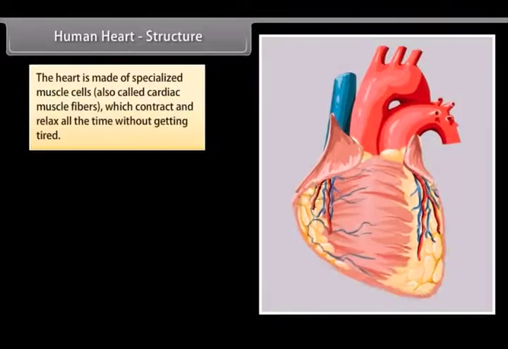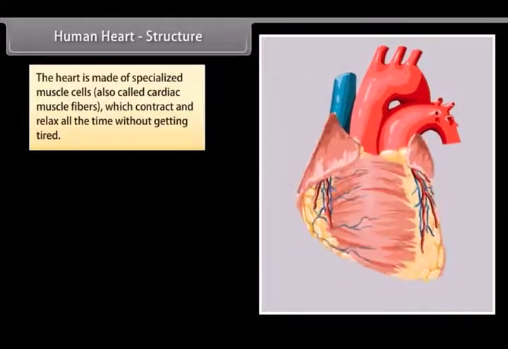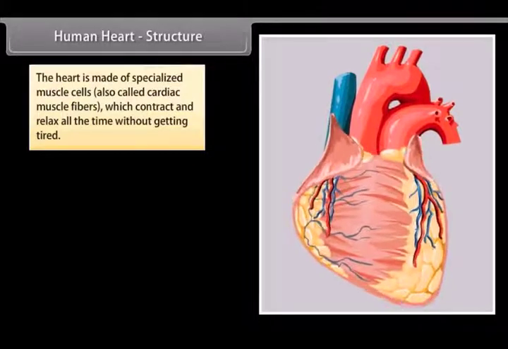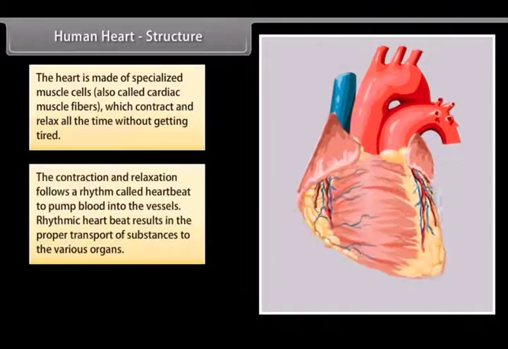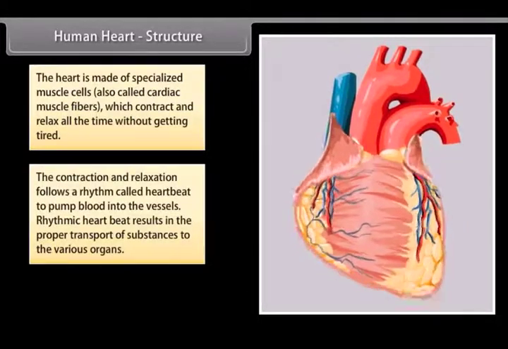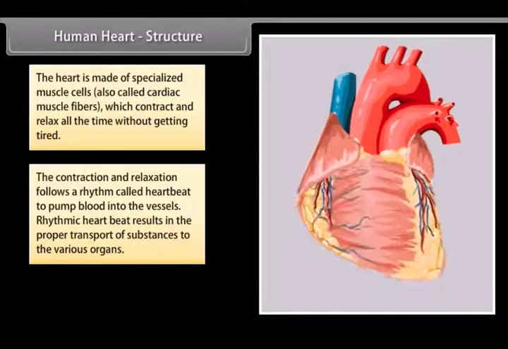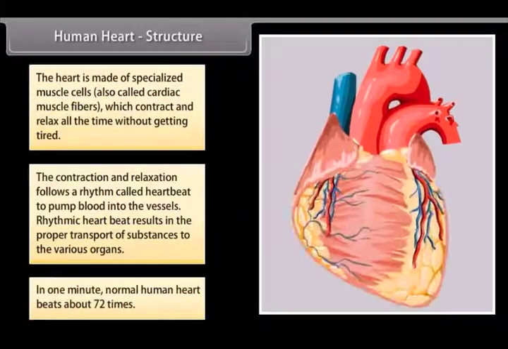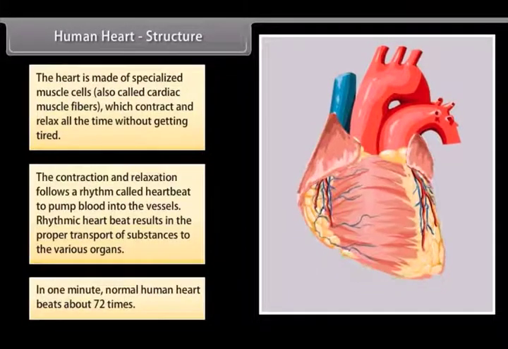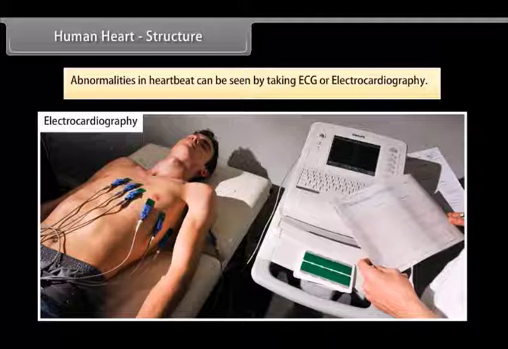The heart is made of specialized muscle cells, also called cardiac muscle fibers, which contract and relax all the time without getting tired. The contraction and relaxation follows a rhythm called heartbeat to pump blood into the vessels. Rhythmic heartbeat results in the proper transport of substances to the various organs. In one minute, a normal human heart beats about 72 times. Abnormalities in heartbeat can be seen by taking ECG or electrocardiography.